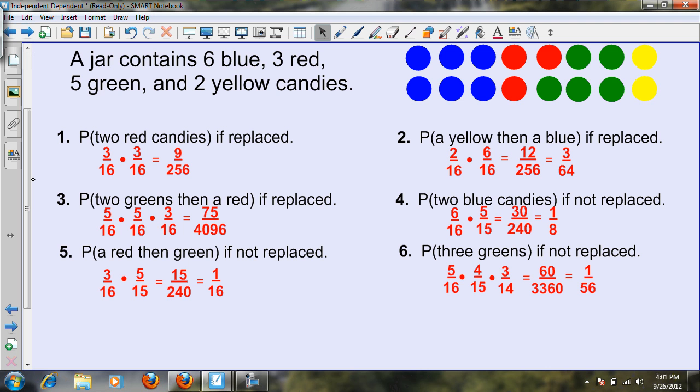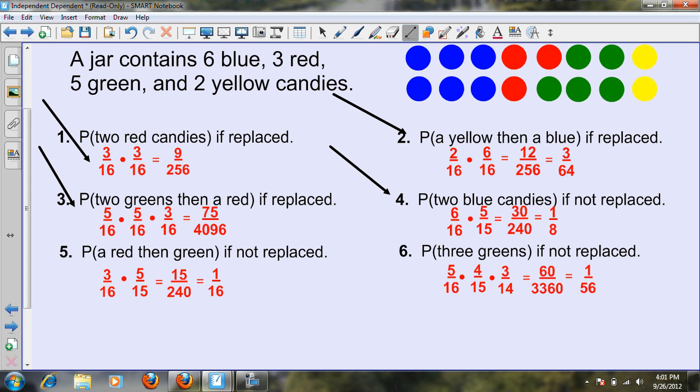2 red candies, if replaced. I'm replacing. My denominators will stay the same: 16 both times. 3 reds, 3/16 times 3/16. Number 2, a yellow, then a blue, replacing. Again, both times denominators would stay the same: 2/16 and 6/16. Simplifying that. Number 3, we have 3 items this time. 2 greens, then a red: 5/16, 5/16, and 3/16.